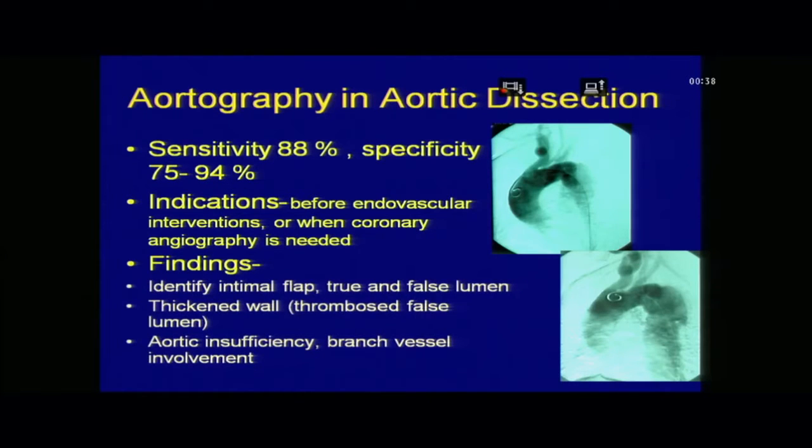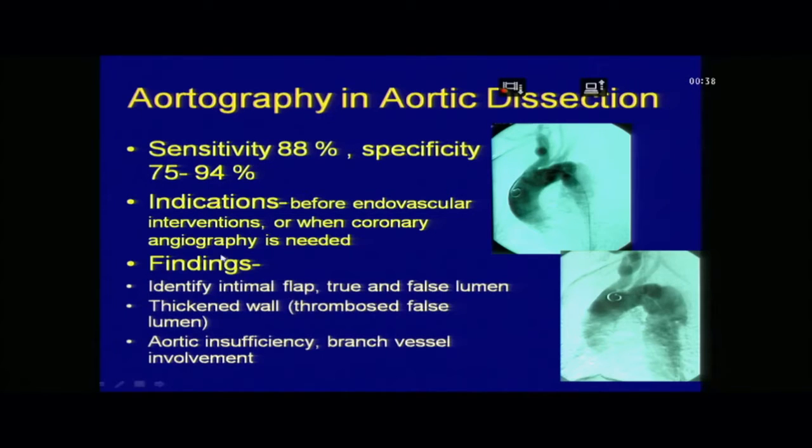Aortography has actually no role in diagnosing the patient. It is indicated only when the patient is going to be taken up for an endovascular intervention. We do DSA before we put in the stent graft, or when coronary angiography is needed, if the patient already has had a CT and probably the coronaries were not assessed, then only it can be done. The sensitivity and the specificity are in the range of 90 to 95%.